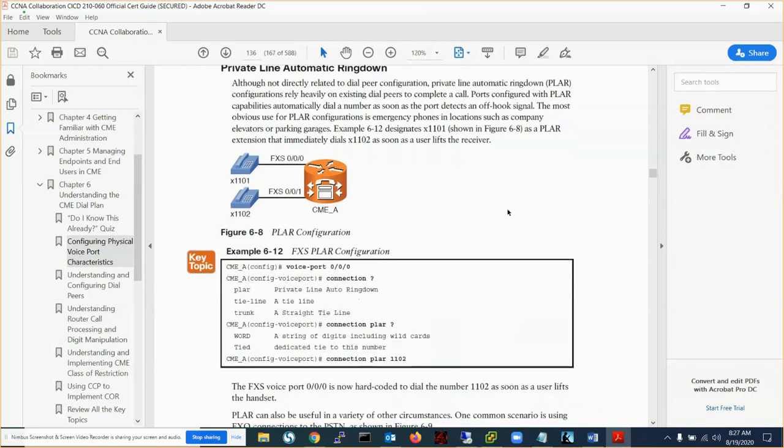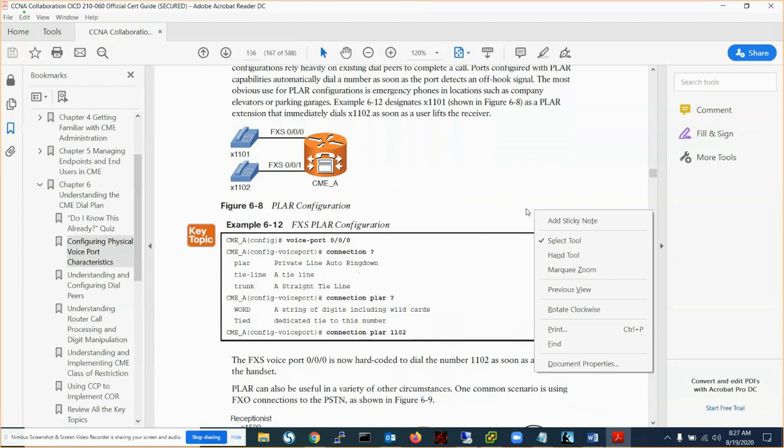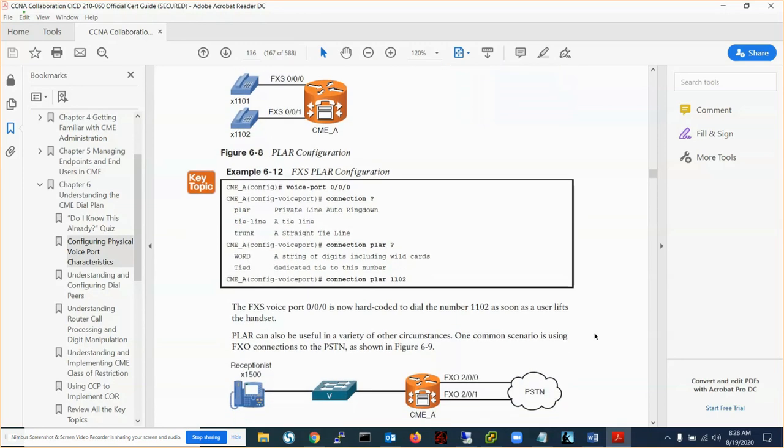So this is two phones connected to the CME, two analog phones, right? And this is the command here, voice port. You go under the voice port and you put in connection PLAR, and you put the extension under there. Once you put PLAR under it, that command will just make it an automatic ring.